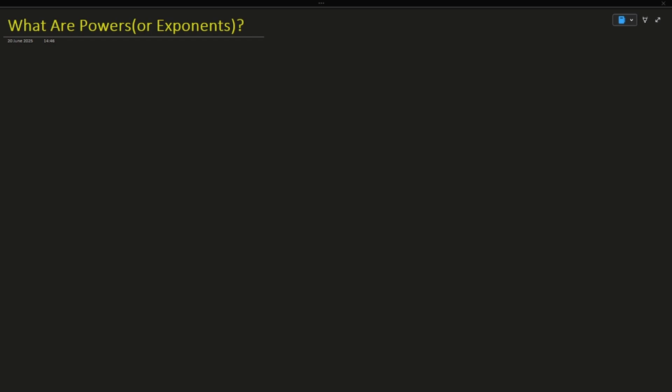So what are powers or exponents? A power means repeated multiplication. For example, if we have 2 multiplied by 2 multiplied by 2 multiplied by 2, and we know the answer here is 16. And this multiplication expression can be expressed in the form 2 raised to the power of 4, where in mathematics 2 is called the base and 4 is called the power or exponent.